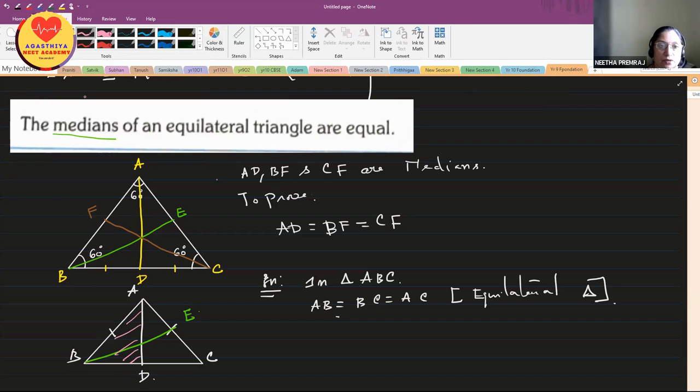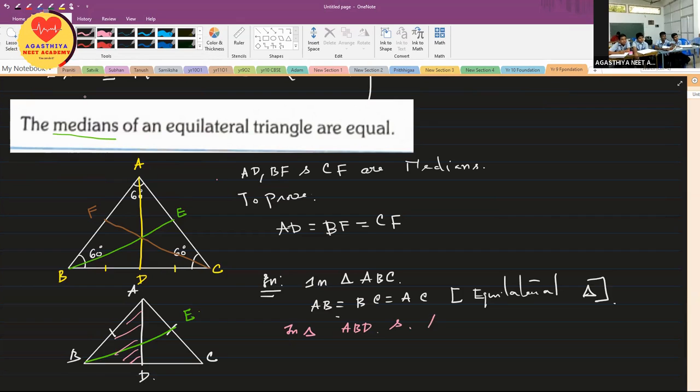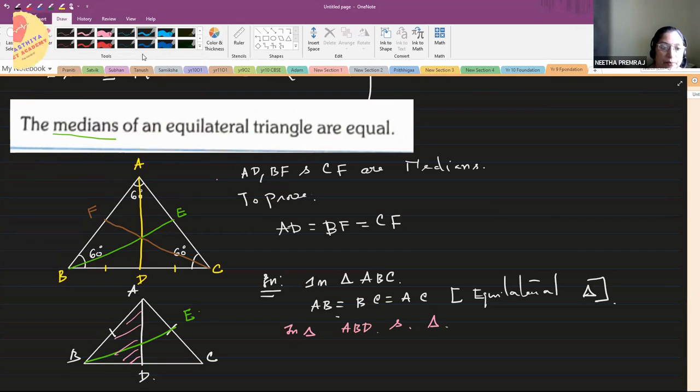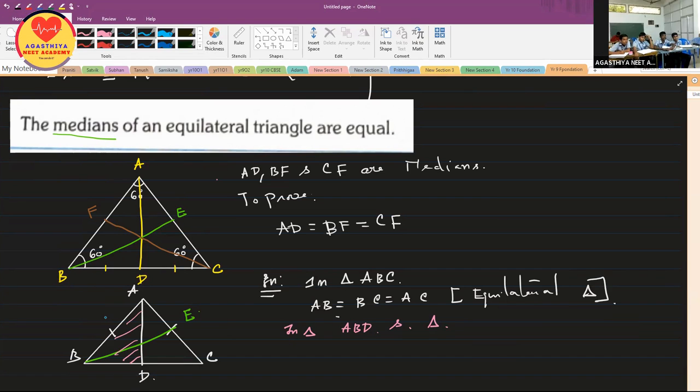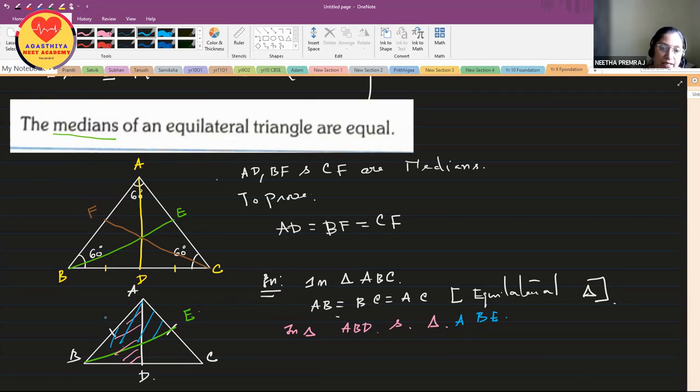Okay, consider these two triangles: triangle ABD and triangle ABE. Now, if you check, AB is equal in both triangles. The side measures are equal, correct?